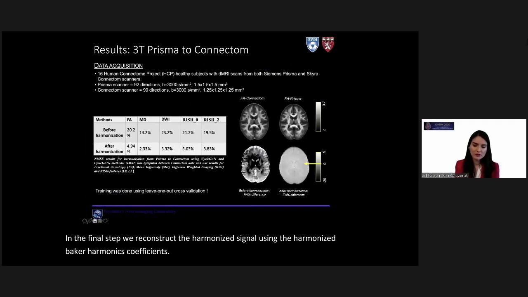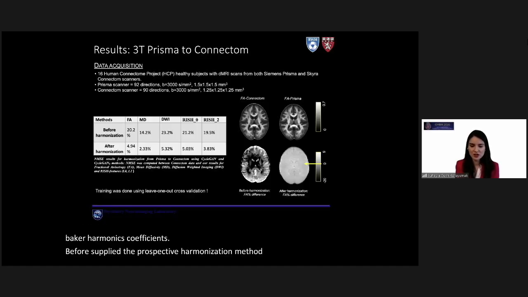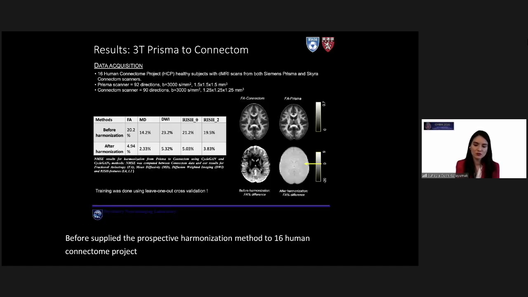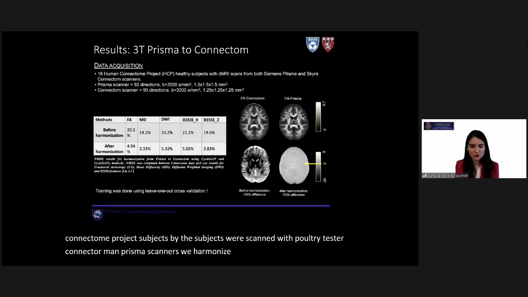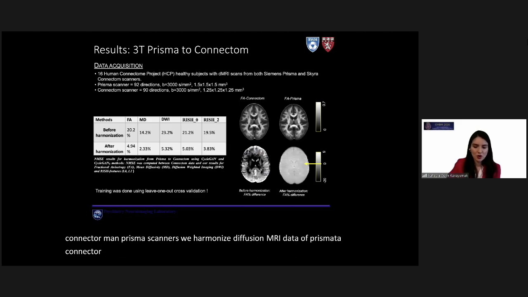We first applied the prospective harmonization method to 16 Human Connectome Project subjects, where the subjects were scanned with both 3 Tesla Connectome and Prisma scanners. We harmonized diffusion MRI data of Prisma to Connectome. In the table, you can see the comparisons before and after harmonization for 5 diffusion metrics.